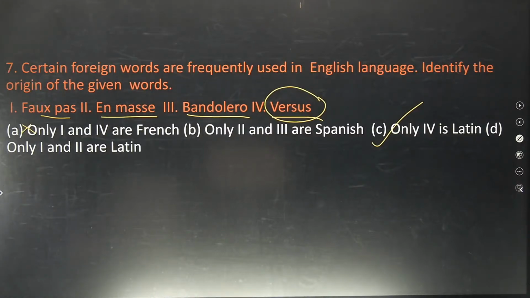Surya, Latin is a language. It's a different language, but nowadays we don't use it. In English, there are a lot of phrases from Latin. Nobody talks in Latin right now, but yes, they're used in the English language somehow. Naveen just wrote that 1 and 2 French, 3 Spanish, 4 Latin. Well done, Naveen.